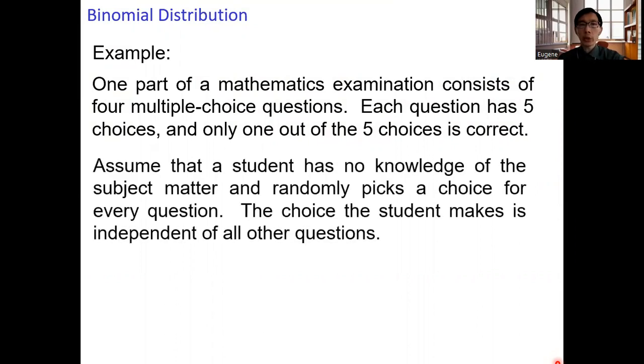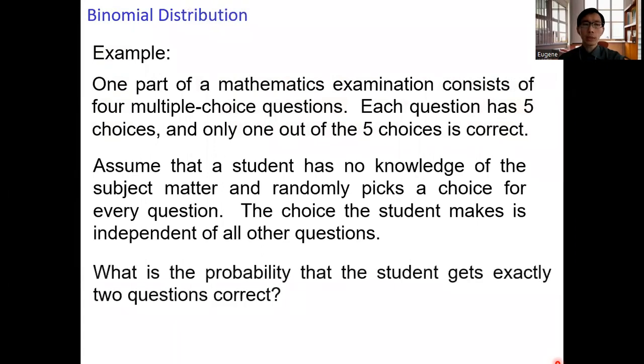Assume a student has no knowledge of the subject matter and randomly picks a choice for every question. The choice the student makes is independent of all other questions. What is the probability that the student gets exactly 2 questions correct? You can verify that this is a binomial experiment.